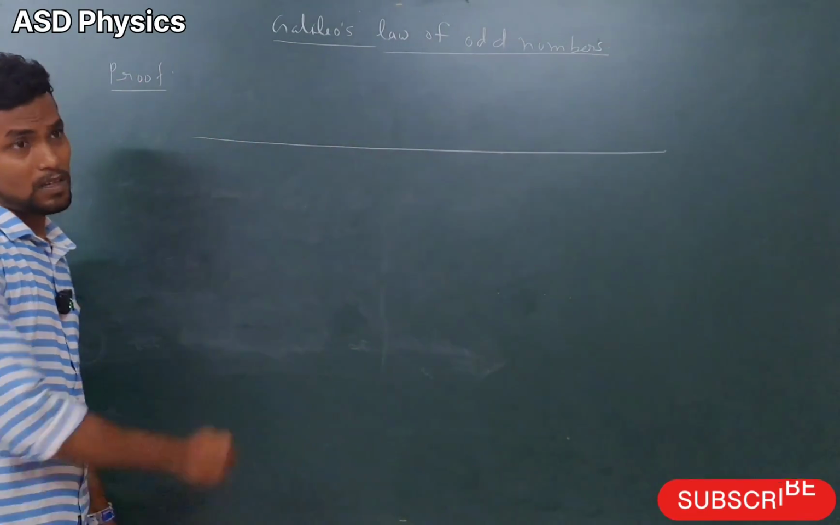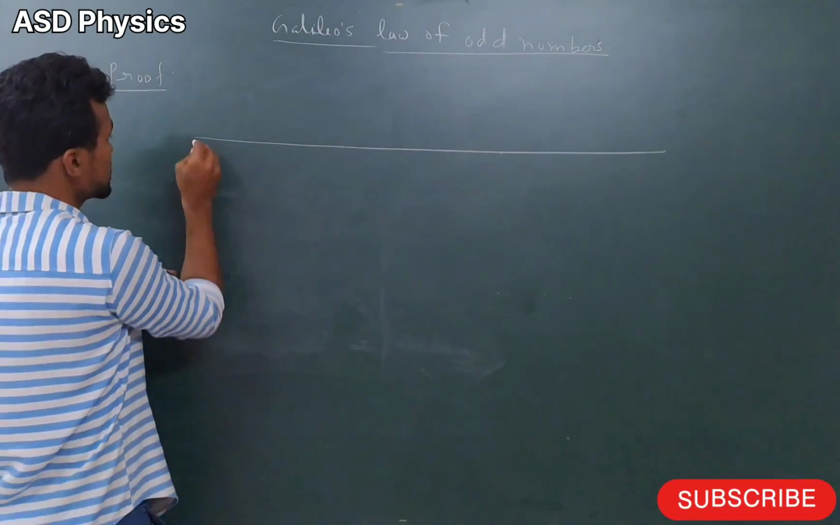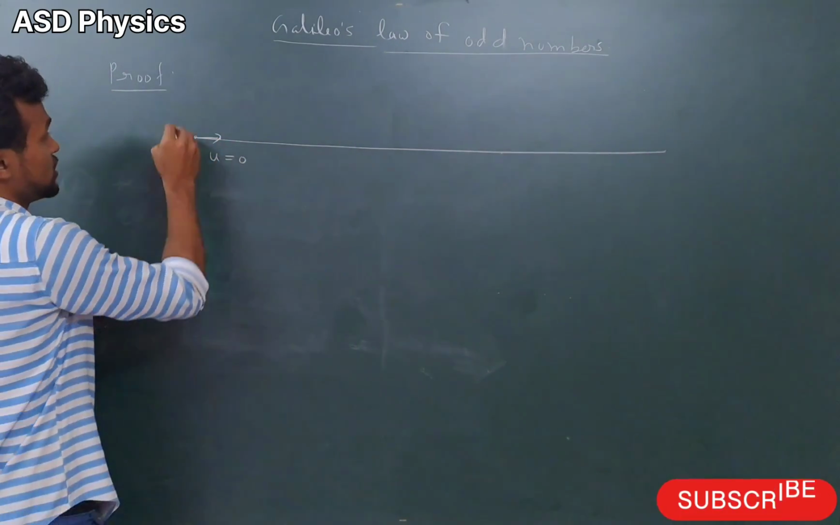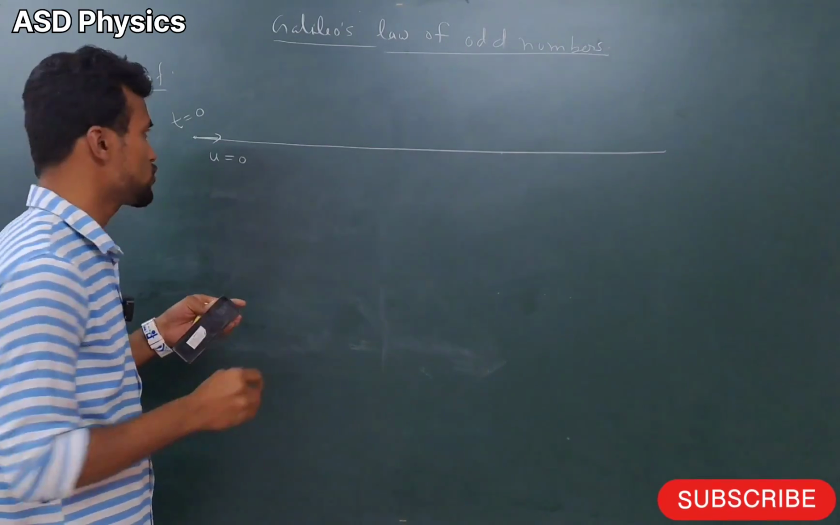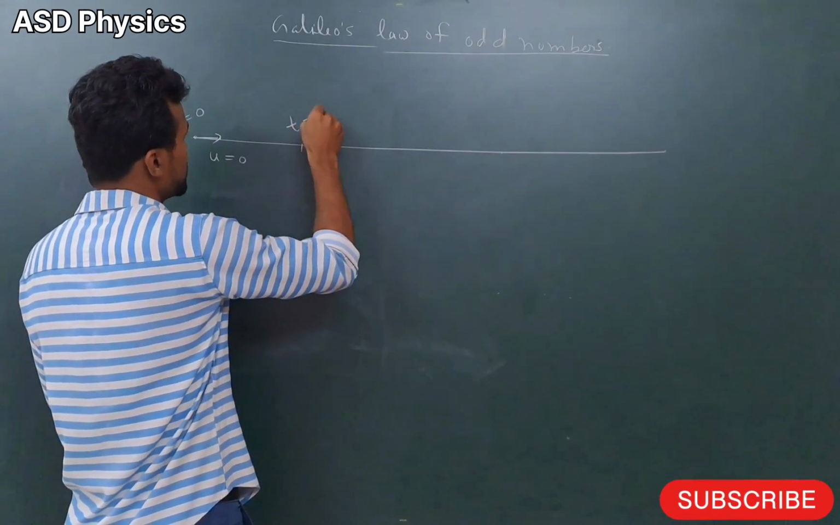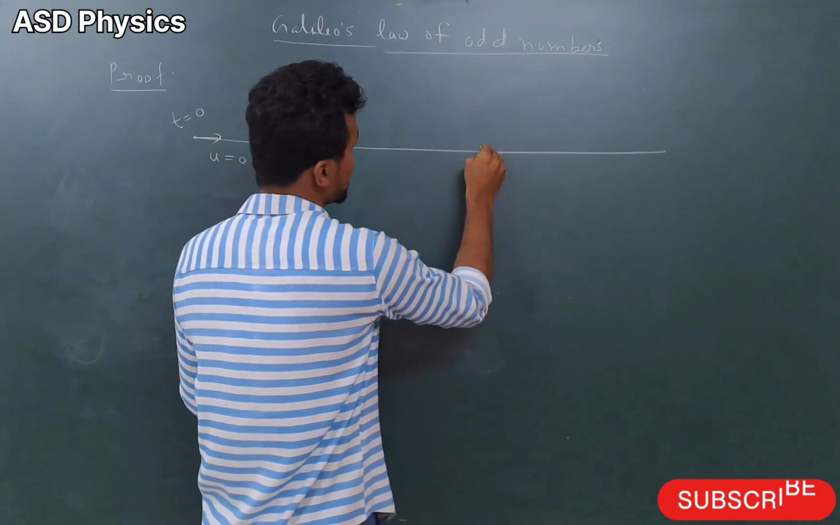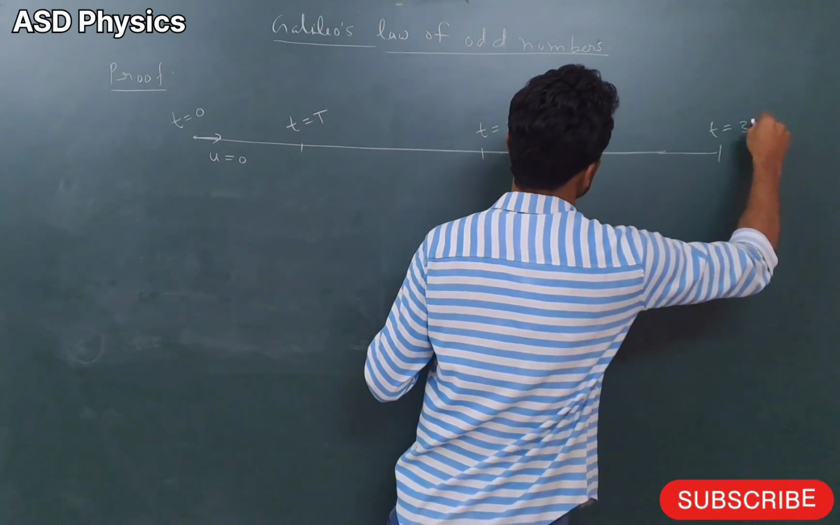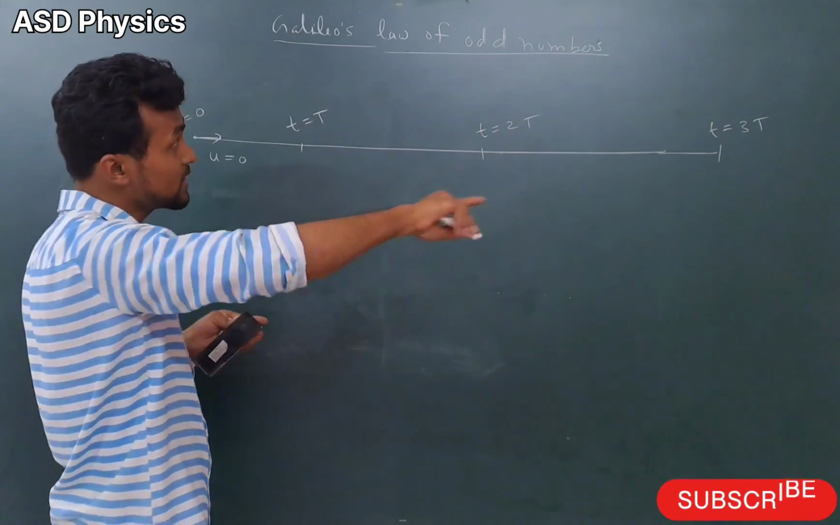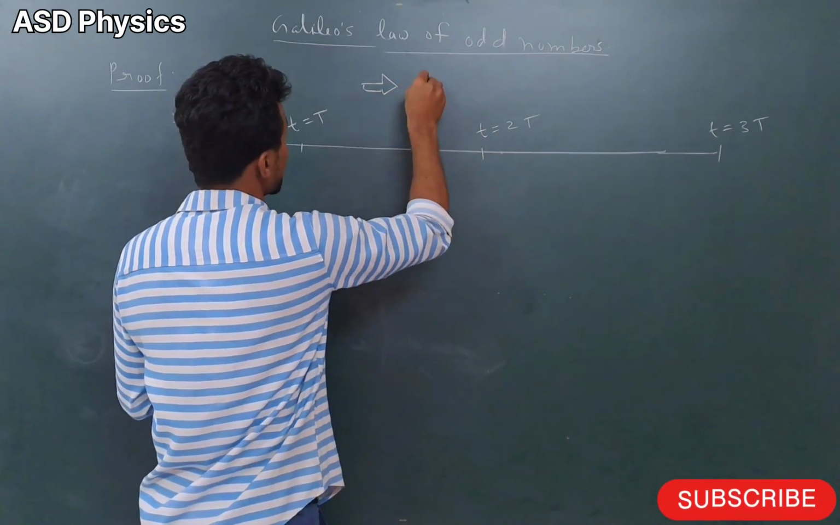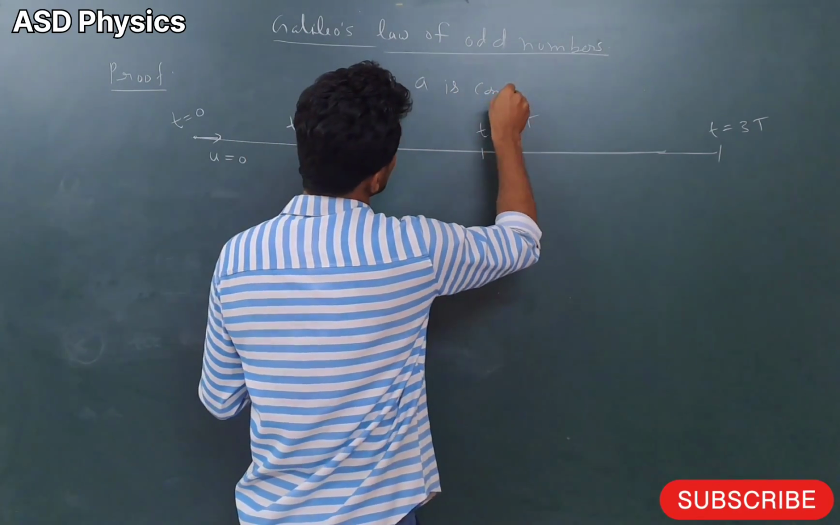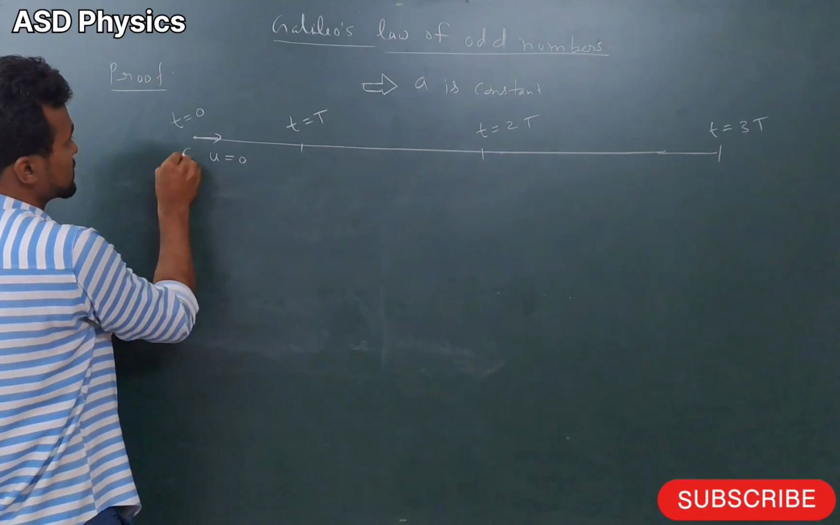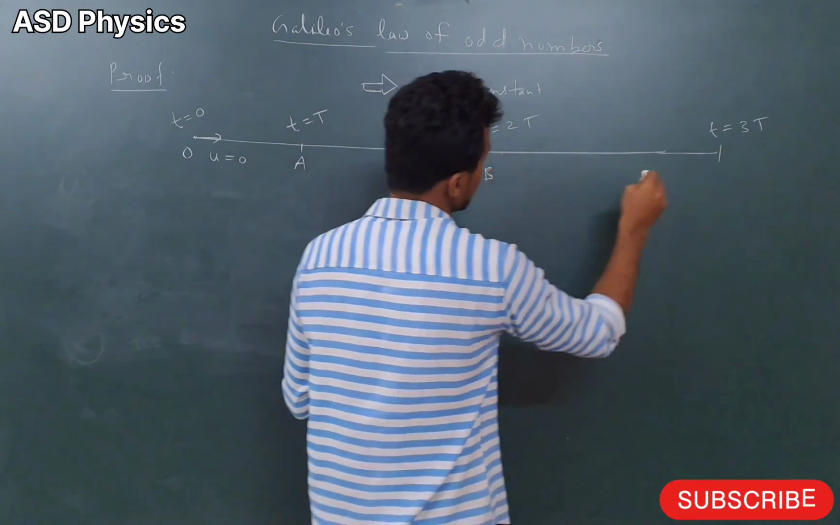Here the object is moving in a straight line. This object starts from rest, so u is 0, and the time is T equal to 0. After some time, let's take T, then T equal to 2T, next T equal to 3T. And when the object is moving, the acceleration is uniform. Uniform means this a is constant. Let's take the points O, A, B, C.